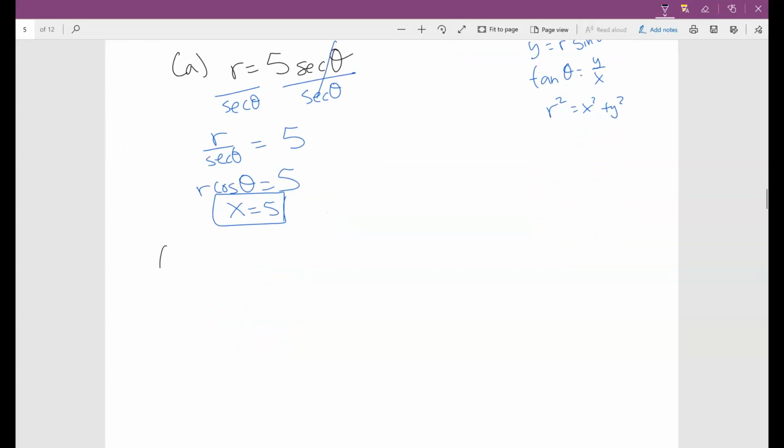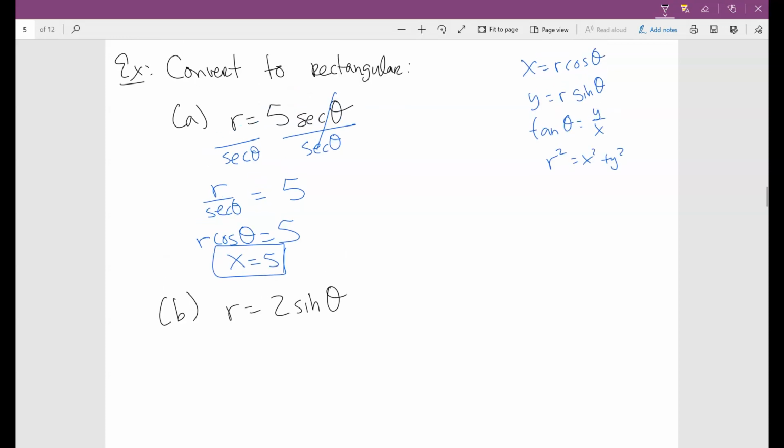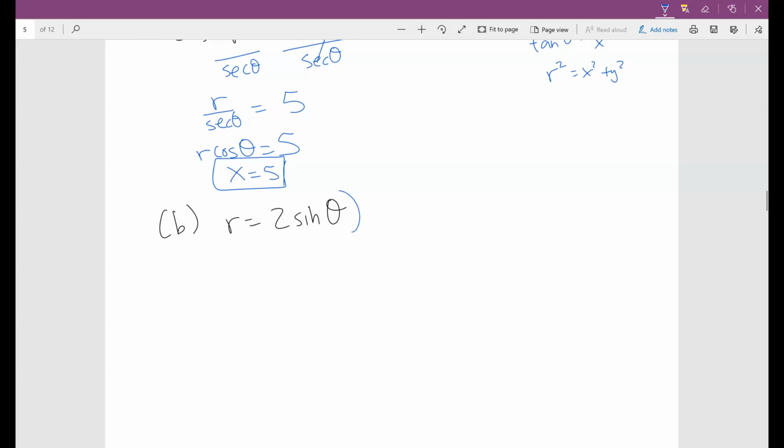Okay, now what about this one? So let's say we had r is equal to 2 sine theta. Okay, now in this case, it's going to be a little bit hard because if I move the sine theta, just like how I did with the secant, I'm going to get cosecant, and that's not quite what I want, r cosecant of theta. But I wish that there was an r next to the sine, because then I can immediately just put a y in there. So that's what I'm going to do. I'm going to multiply both sides by r.